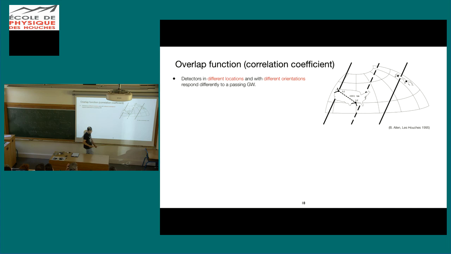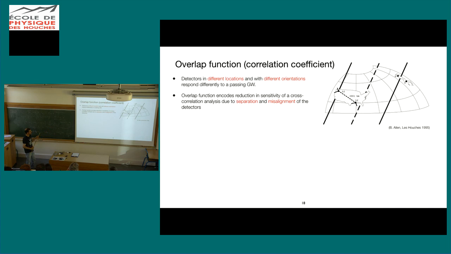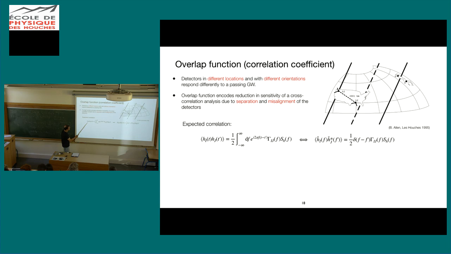Those two detectors are physically separated from one another, and they have different orientations. Because they're separated and have different orientations, they respond differently to a passing gravitational wave. The overlap function, which we get when we cross-correlate data from these two detectors, encodes the reduction in sensitivity that comes from the physical separation and relative alignment of those two detectors. If the two detectors were sitting one on top of another and were exactly aligned, then that overlap function would be one.